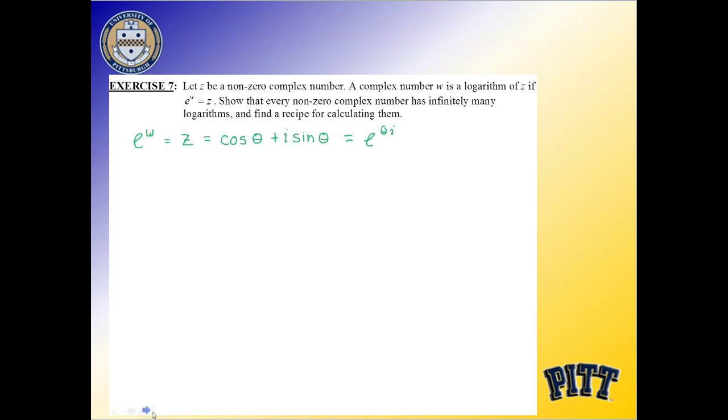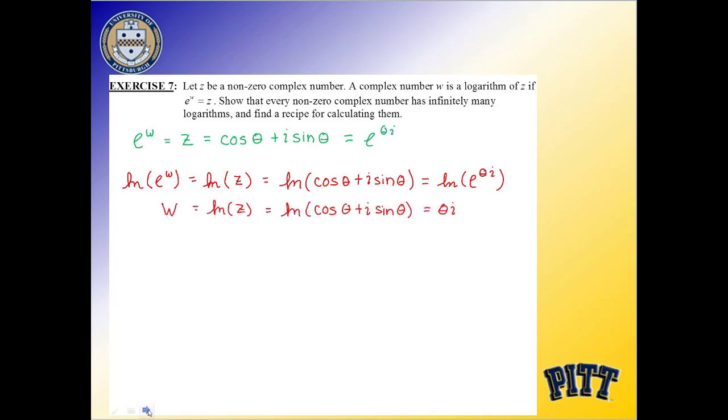So we're told that e to the w equals z, which means that z can be written as cosine theta plus i times sine theta, which is e to the theta i power. Okay, so we're letting w be theta i here, so to speak. And if I do the natural log of e to the w power, which equals the natural log of z, which equals the natural log of cosine theta plus i sine theta, that's going to equal the natural log of e to the theta i. And I get some simplification here.